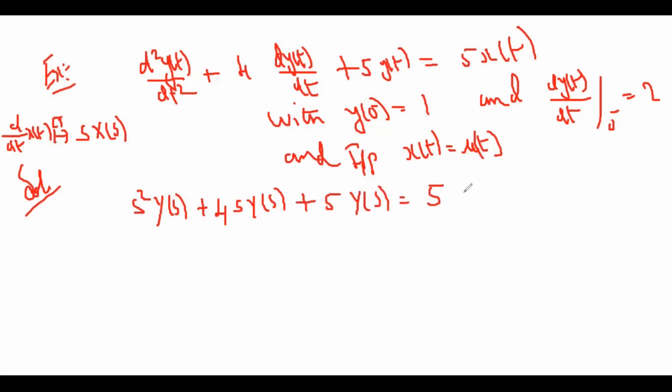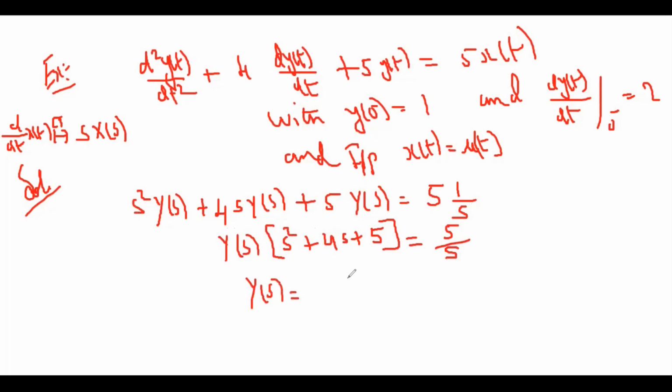What is the x of t given? Mu of t. The Laplace transformation of mu of t is 1 by s. Take the term here, y of s is common. Y of s into s square plus 4s plus 5 is equal to 5 by s. Now write this y of s is equal to 5 by s into s square plus 4s plus 5. Got it, my dear students?